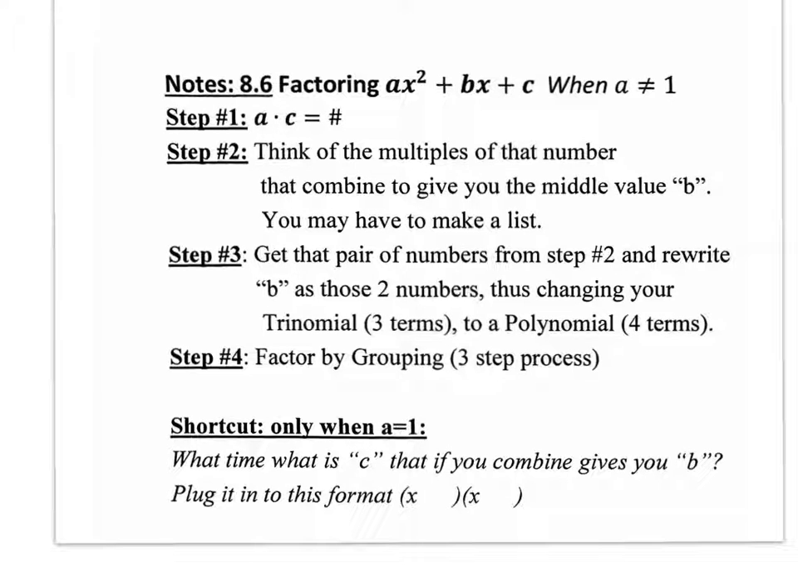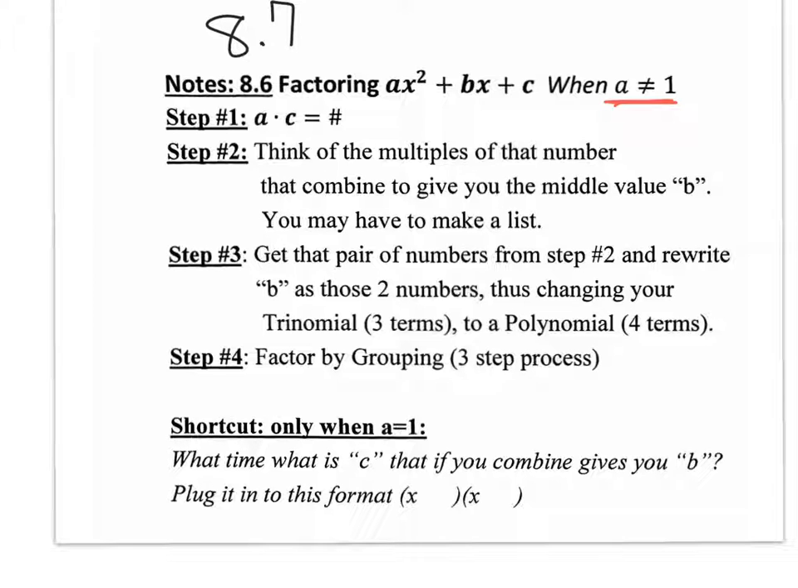We had these notes for section 8.6, but we're also going to use these same exact notes for 8.7. So these are notes for 8.7. And the only difference between 8.6 and 8.7 is that we're going to have a values that are not equal to 1.